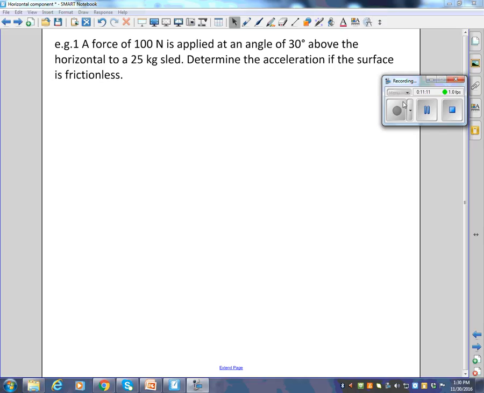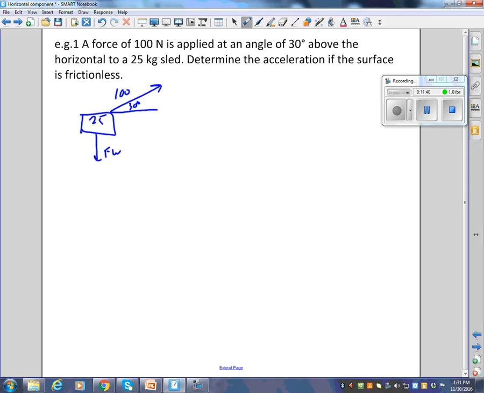We have a force of 100 newtons applied at an angle of 30 degrees above the horizontal to a 25 kilogram sled. Determine the acceleration if the surface is frictionless. Here's our free body diagram. We have 100 newtons at an angle of 30 degrees. It weighs 25. We have a weight force down, and we have a normal force up. But the weight force and the normal force, do they contribute? Do they change anything? No, they're equal. They're balanced. The net force is 0.